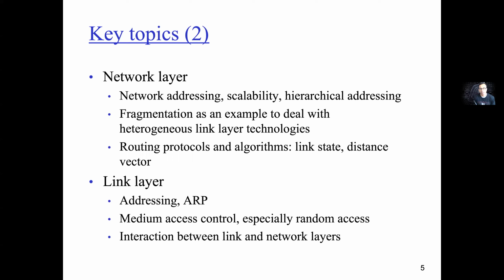At the network layer, we looked at IP addressing. How do we deal with scale? How are the addresses actually assigned? The fact that IP addresses are not random, they actually have some hierarchy. Then we briefly looked at fragmentation, which essentially has to do with the link layer, the fact that the link layer technologies are heterogeneous, right?